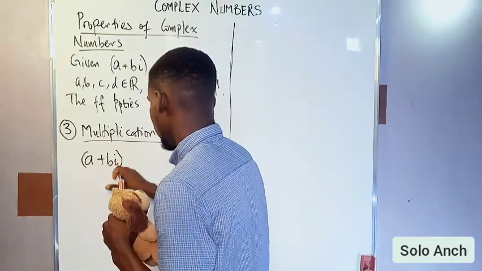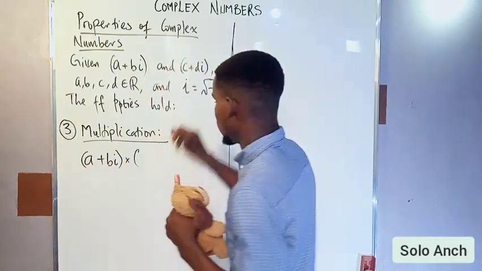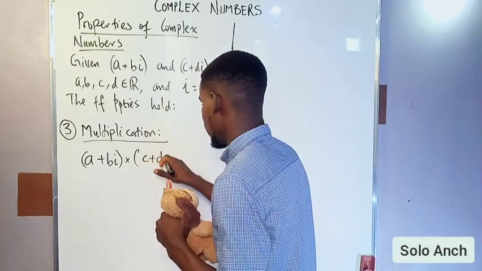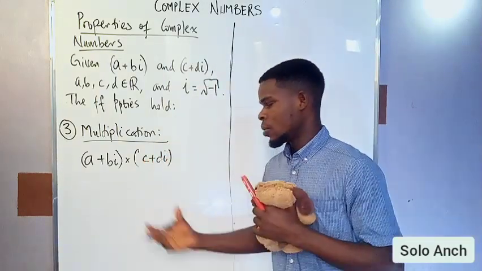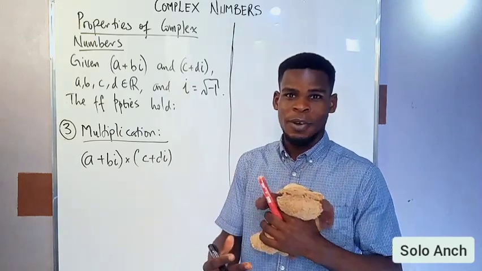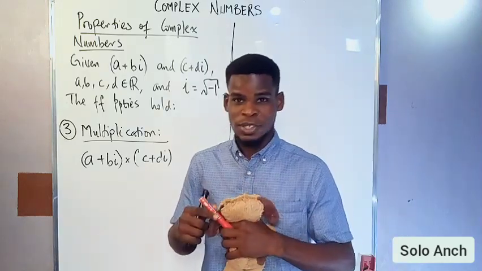Then we have this other one. We want to multiply it with this other complex number, c plus di. Okay, so this times that. Of course, when you multiply two brackets, you know how to distribute, right?